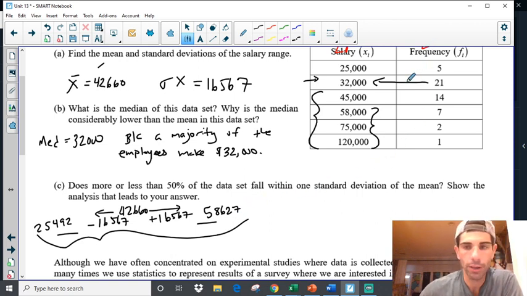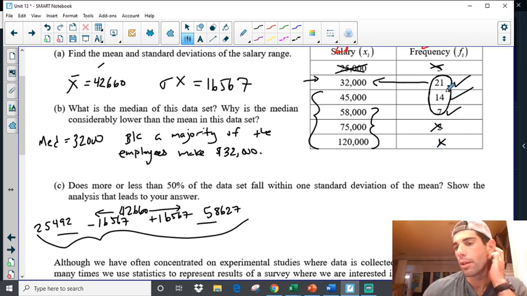So you go down here and see how many people make between this much money. Okay, so 25,000, that's because you have to be 25,492, so you're out. You're within one standard deviation. You're within one standard deviation. 58,000 is before this, so you are not, and you are not. So these people lie within one standard deviation of the mean.